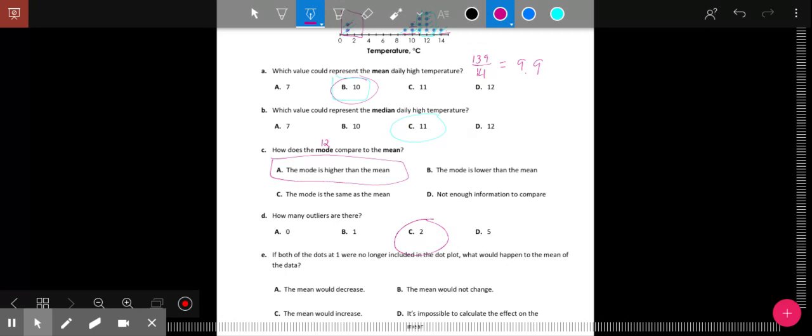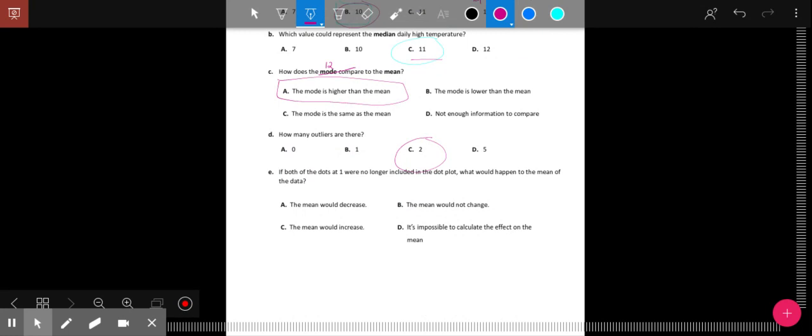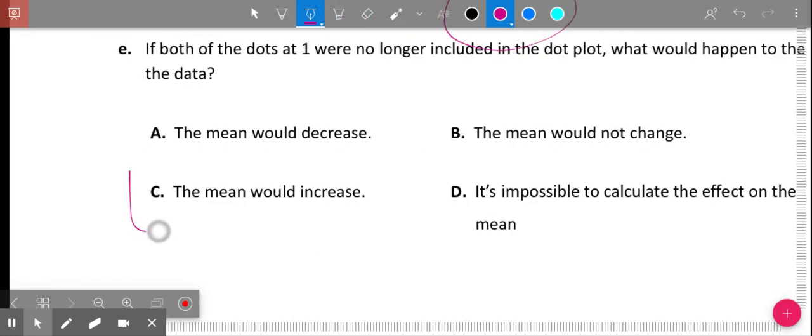And part E says, if both of the dots at 1 were no longer included in the dot plot, what would happen to the mean of the data? Remember, outliers really affect the mean, and since our outliers are lower than the mean, that means they're really dragging our mean down. So if we got rid of those, our mean would be higher and closer to our median and our mode. Okay, so that means our mean would increase.